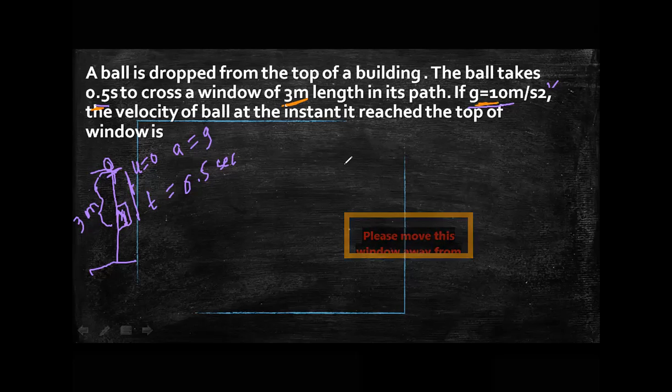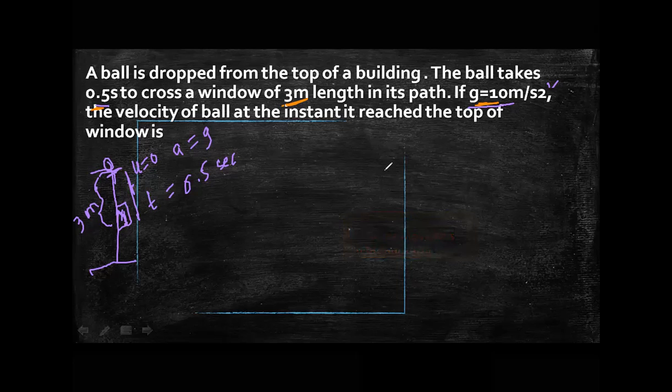And g is given, and we are asked for the velocity of the ball at the instant it reaches the top of the window. How do we calculate it? What are the given parameters, and what equation do you have to use? Tell me. Distance is given, right? Time is given, right? Velocity is asked.